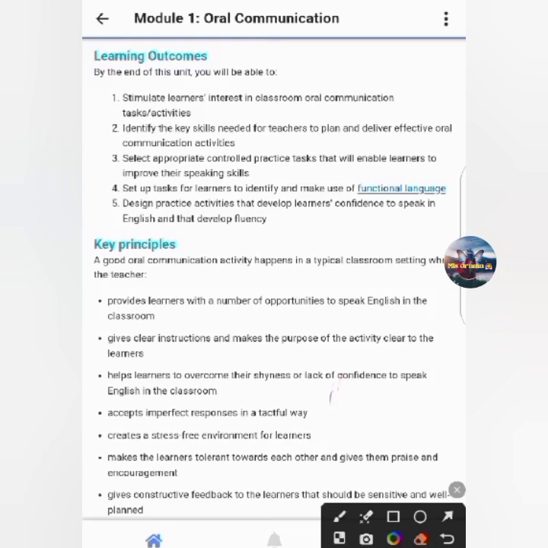So, what should be the setting of the classroom? Firstly, there should be a number of opportunities to speak English. Number 2, clear instructions. Number 3, you have to overcome their shyness or lack of confidence. Number 4, you have to deal with them in a tactful way, so that it is a learning environment for your students. And lastly, you have to give them constructive feedback for their development.